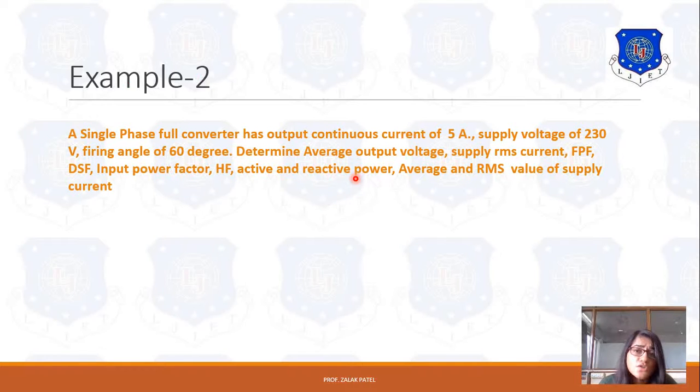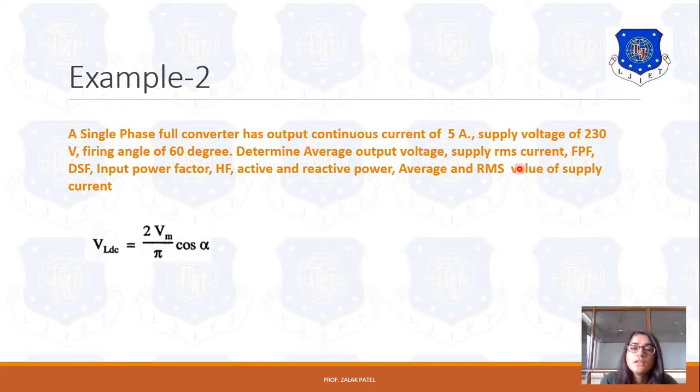This question can also be asked for 1 mark as a short question for each quantity. Like this question is given and you have to find out either the average voltage or only the FPF or maybe HF. So this question can also be asked as an individual 1 marker. So let's start with the solution.